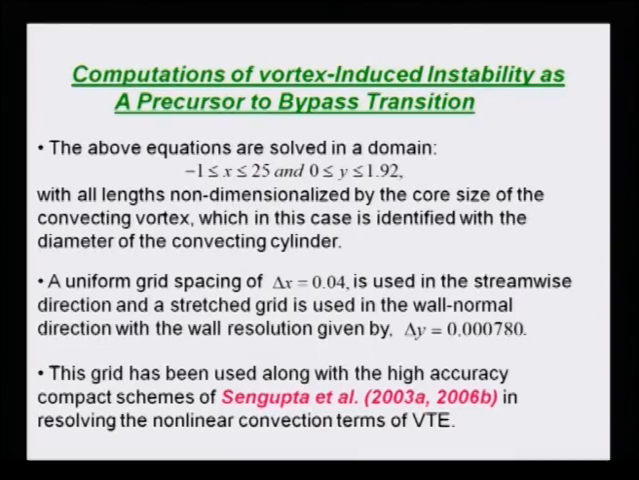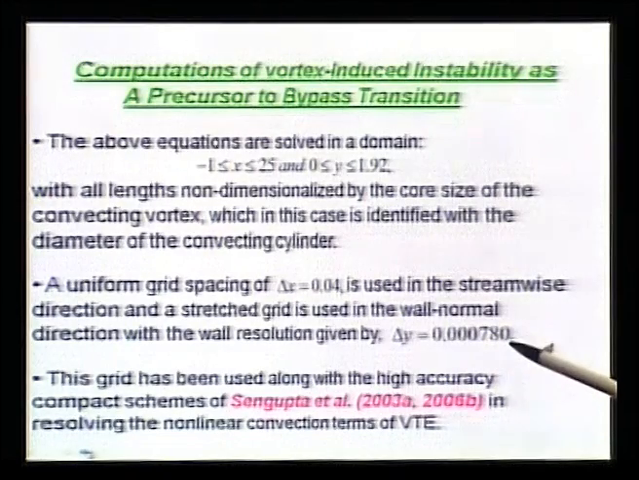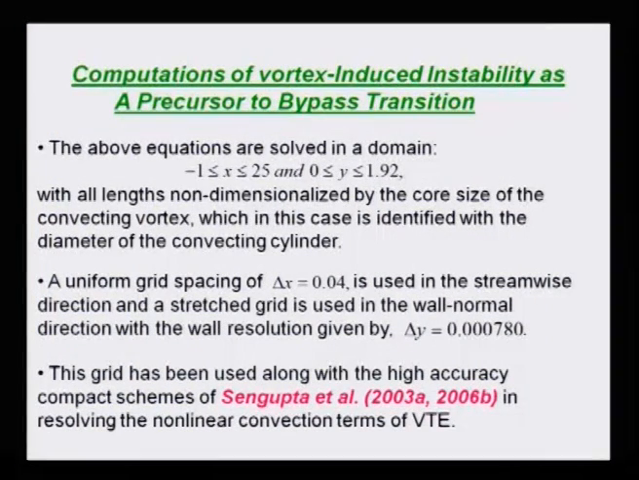So, the better bet is to take a uniform grid spacing, at least in the streamwise direction, and in the wall normal direction, of course, you would like to resolve not only the shear layer, but its instability. So, you take very small spacing very close to the wall.